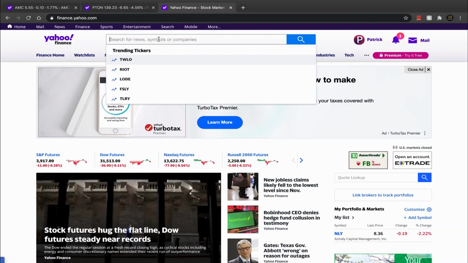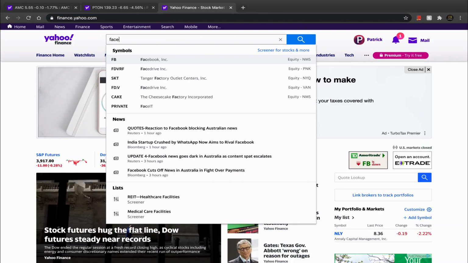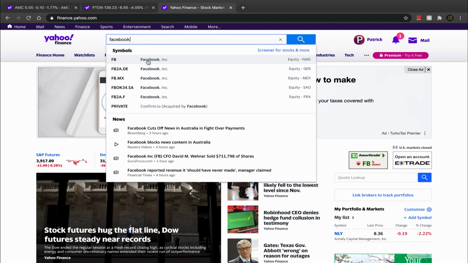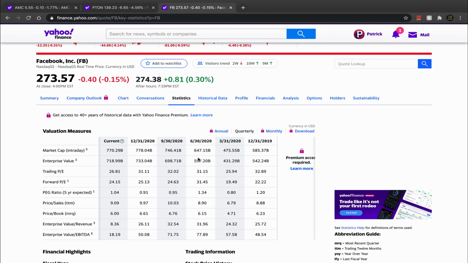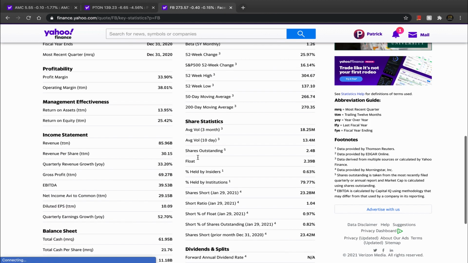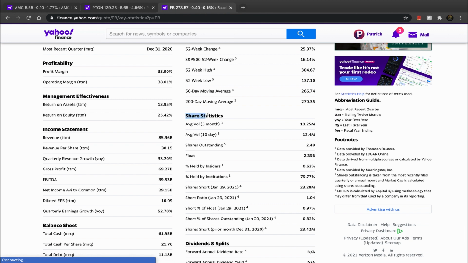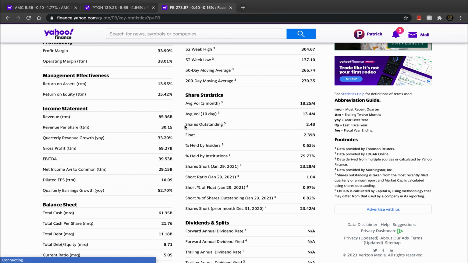So you're going to go on Yahoo Finance, search up a company. We'll use Facebook, for example. They're a large cap company. You can see Yahoo Finance has already worked out the market cap. So you're going to look at the share price, $273, and then you're going to go over to the Statistics tab. Scroll down to Share Statistics, and there is a metric for shares outstanding. You can see it right there, 2.4 billion shares outstanding.